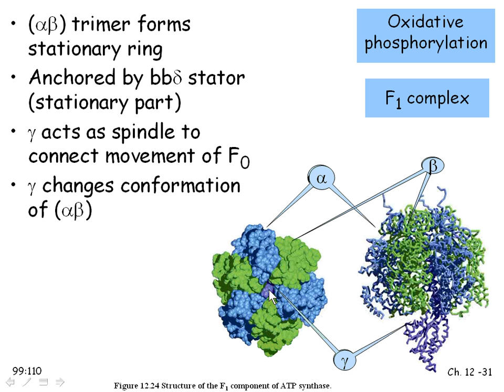In the middle here is a gamma. And the gamma is a spindle, and it is actually going to turn. So the alpha and the betas are going to stand still. They stay there. And the B part, B and delta, keep them there. But in the middle of it is going to be this gamma that's going to go turning from the inside of it, touching each part of the trimer as it turns around. And as the gamma in the middle turns, it's going to affect the conformation of each alpha-beta dimer that it's in contact with.